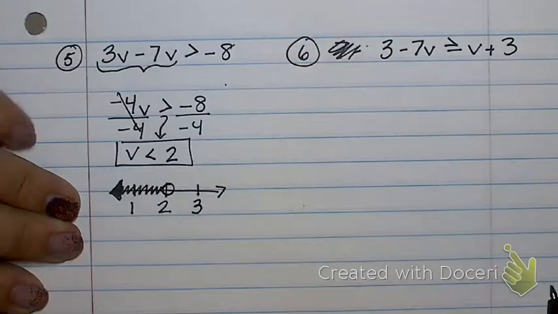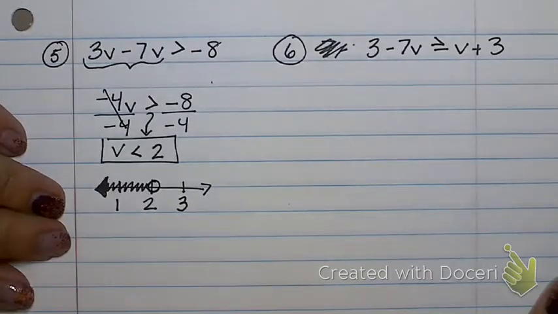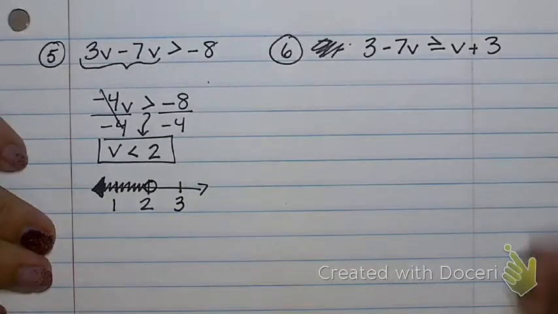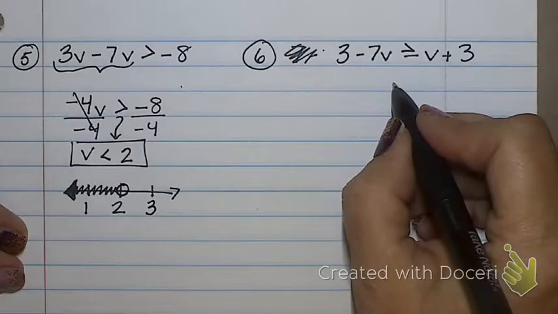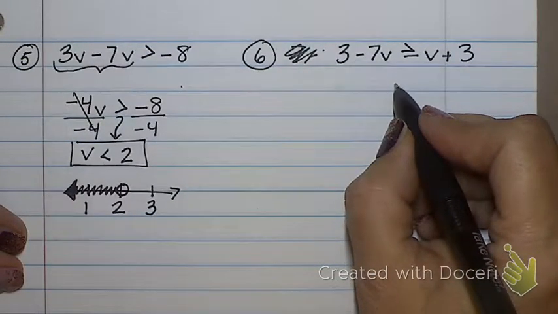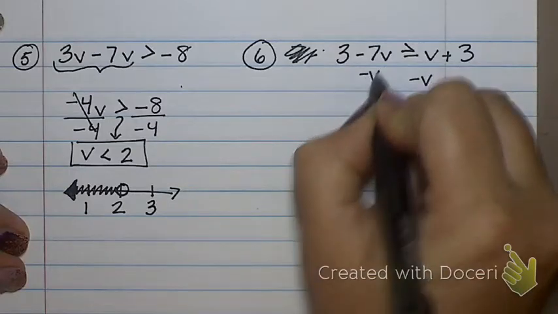To the left. Wait, is it possible? Never mind. Okay. All right, I have v's on both sides. What do I do? You've got to get v on one side. Okay, so what should I do? Subtract.